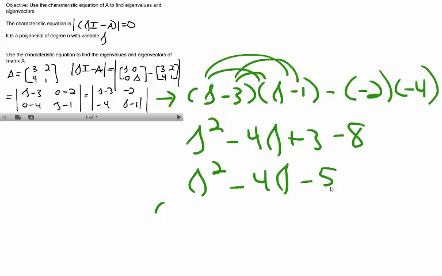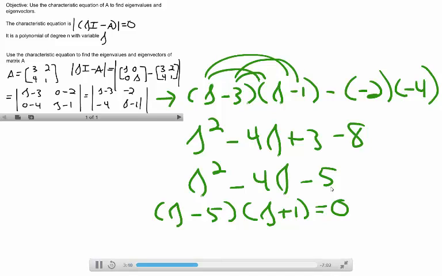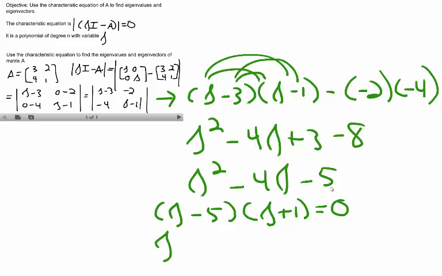We factor the trinomial, so we have lambda minus 5 times lambda plus 1, set equal to 0. And then using the zero product property, we set each factor equal to 0 and end up with lambda equals 5 and lambda equals negative 1. Now ultimately what we're looking for is the solutions to the homogeneous system based on eigenvectors that correspond to the eigenvalues lambda equals 5 and lambda equals negative 1.